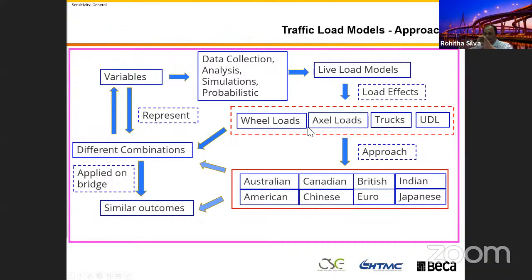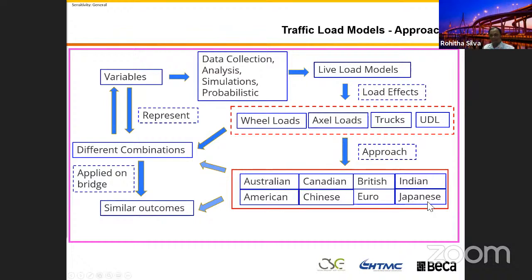All these live load models, so we represent wheel load, axle load, truck load, and UDL, right? So then, yeah, that is what we've got in a motor vehicle. Then if you go to Australian standard, American standard, Canadian standard, Chinese standard, British standard, Euro standard, Indian standard, Japanese standard. Yeah, I'm quite into Australian, American, and the British standard. I had experience in the Canadian and Japanese standard.